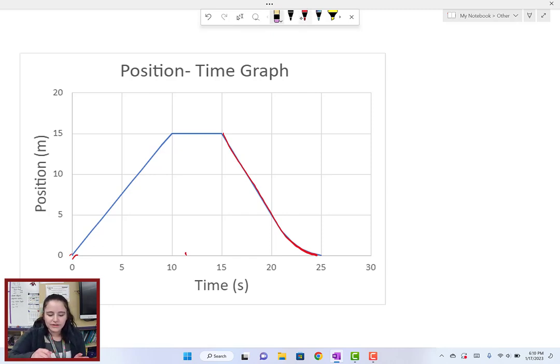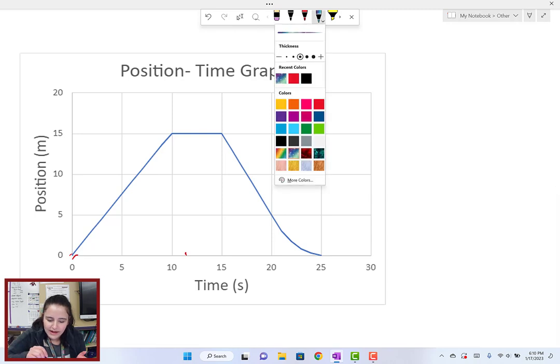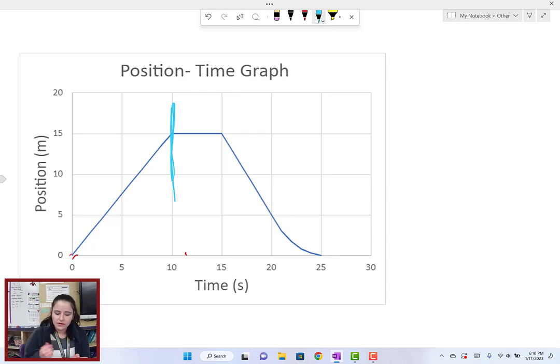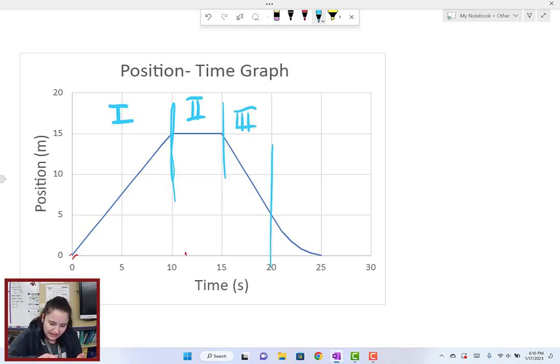So we are going to analyze this graph section by section, starting by labeling the segments of the graph and what the graph is doing. I'm going to call the first 10 seconds section one, then section two from 10 to 15 seconds. From 15 to 20 is a pretty straight line, and only from 20 to 25 do we get that curve, so I'm going to call that section four.